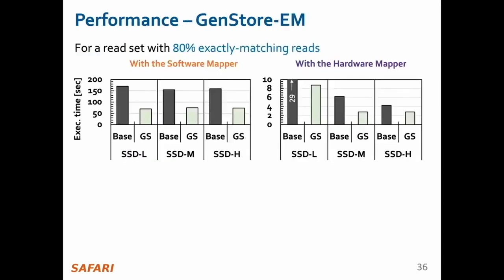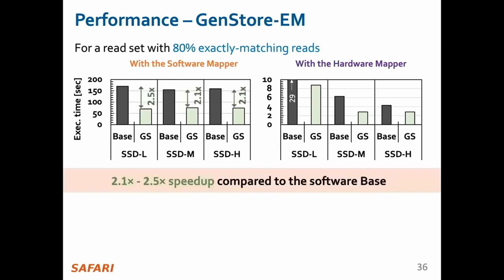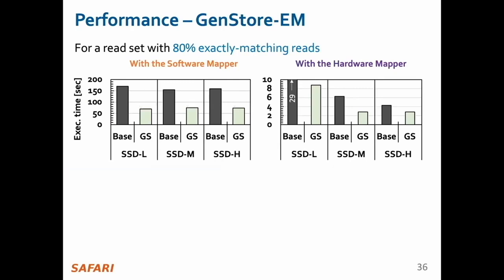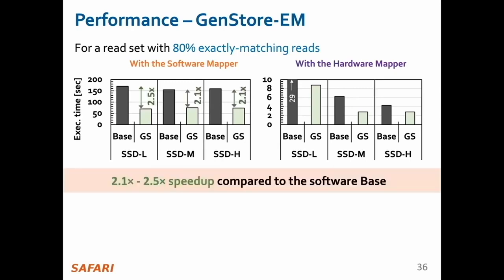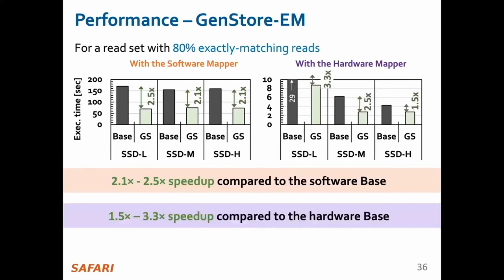We analyzed the benefit of GenStore EM for a 22 gigabyte short read set where 80% of reads exactly match some subsequences in the reference genome and can be filtered. We show the benefit of GenStore on software and hardware read mappers. GenStore provides 2.1 to 2.5 times speedup compared to the software baseline, and 1.5 to 3.3 times speedup compared to the hardware baseline.